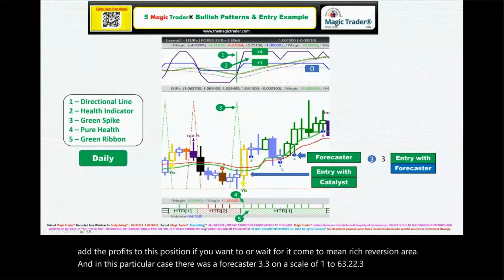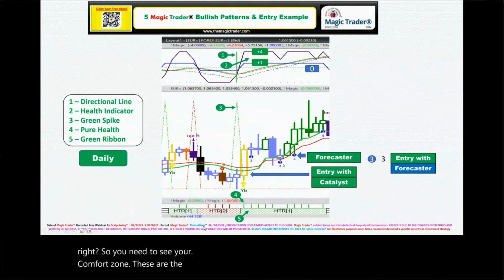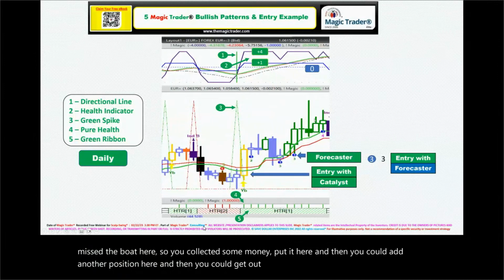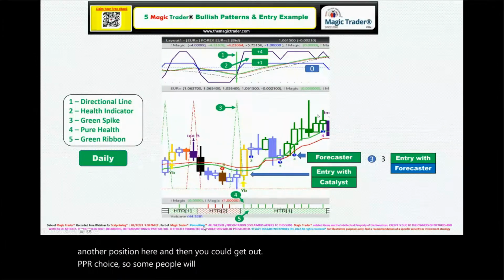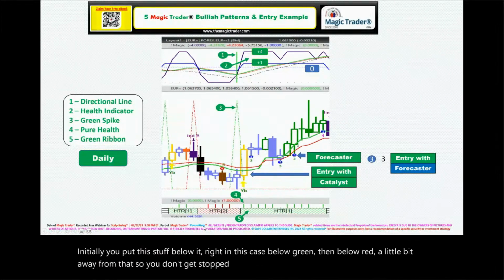They're good, right? So you need to see your comfort zone. These are the risk designator and forecaster. So basically, you enter here, or if you miss the boat here, you collected some money, put it here, and then you could add another position here, and then you could get out, your choice. So some people will get out here. So basically, where to put the stop? Initially, you put the stop below it, right? In this case, below green, then below red, a little bit away from that so you don't get stopped out. Just like here, if you get stopped out, there is no commission anymore. So go back in there, right?